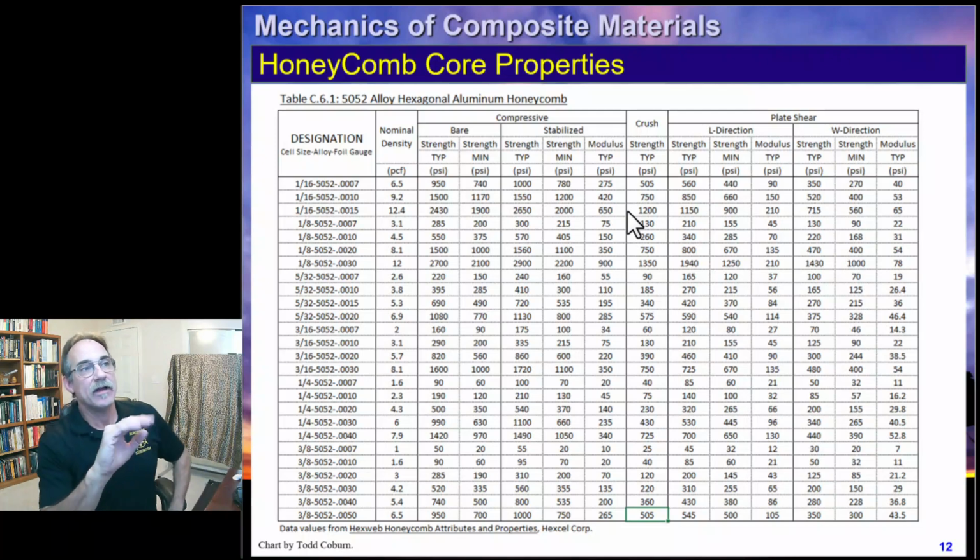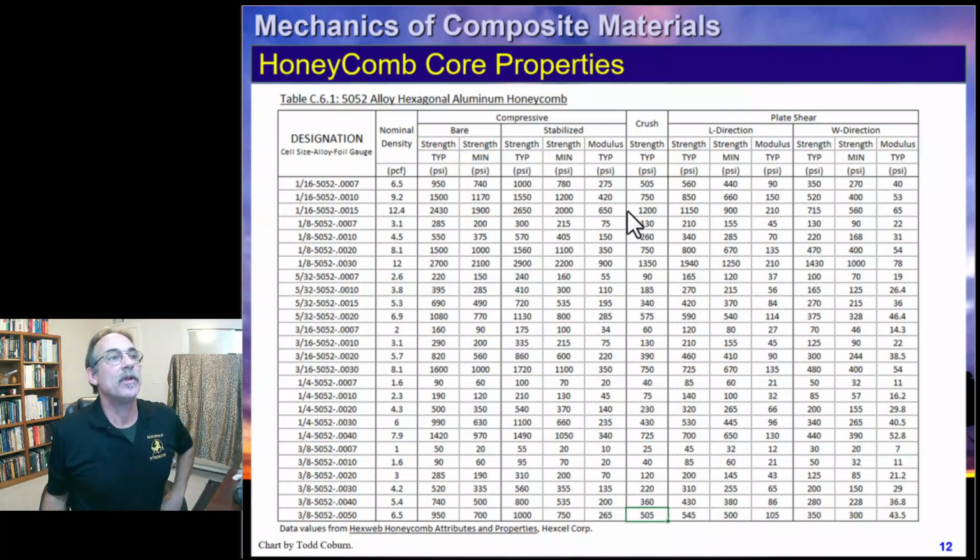So here we have the right side of this table, plate shear. We've got the longitudinal direction and the widthwise direction. We've got the strength and the modulus. We're typically going to use the typical moduli, and we're often going to use the minimum strengths, although you could justify using typical strengths for certain kinds of applications.